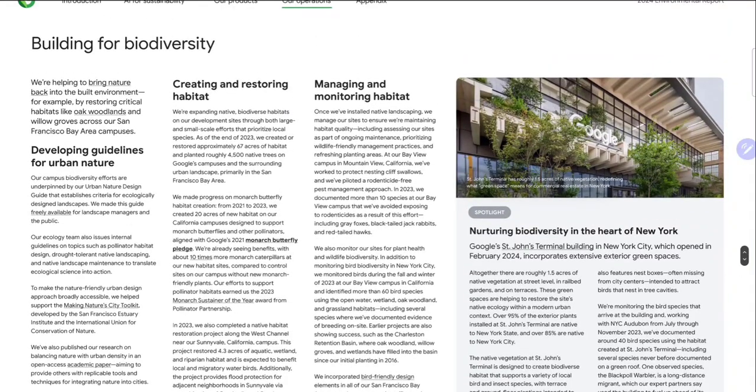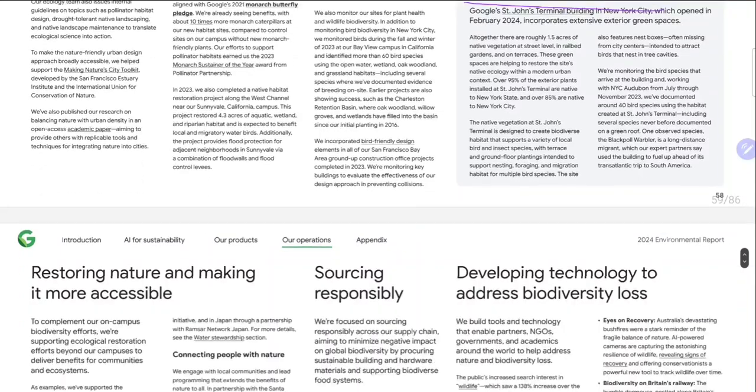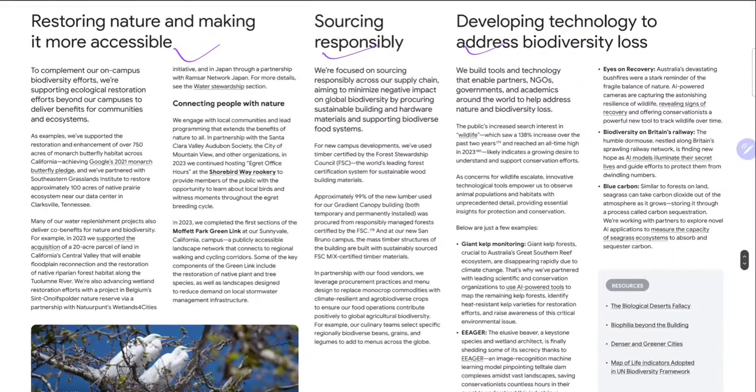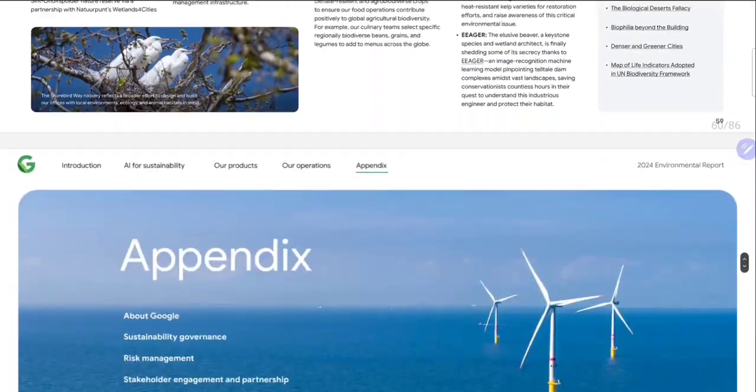So building for biodiversity, there are multiple initiatives related to this particular materiality topic, like developing guidelines for urban nature, creating and restoring habitat, managing and monitoring the habitat. And then we have a case study here, so you will find similar type of flow of the information disclosures actually. So nurturing biodiversity in the heart of New York, what effort has been taken, so that information is available. Then some other materiality topics which have been highlighted here related to the environmental sustainability, which you can read, very useful for you to understand.